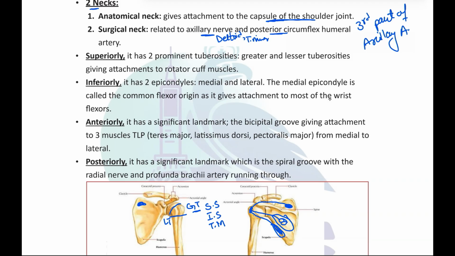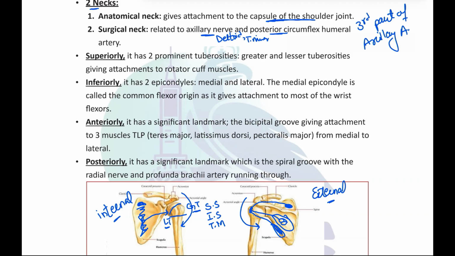However, on the anterior aspect, we have the subscapular fossa, which gives origin to the subscapularis muscle, and it inserts on the lesser tuberosity. So these muscles which are present on the posterior aspect are going to be responsible for the external rotation of the shoulder, whereas this muscle which is present anteriorly is going to pull it towards the inside. It is going to be responsible for the internal rotation of the shoulder joint.